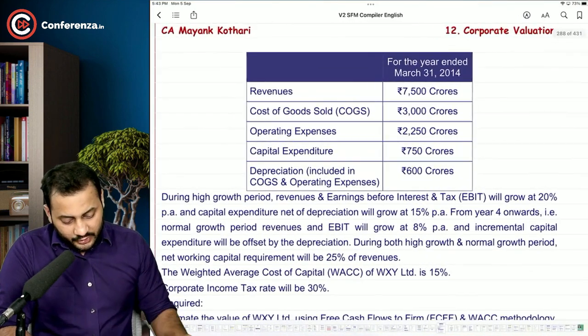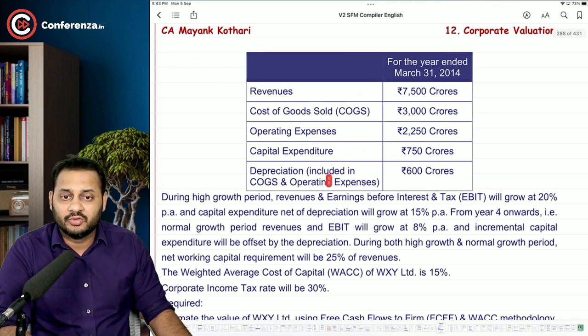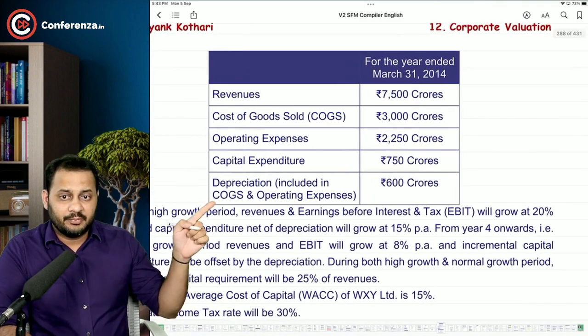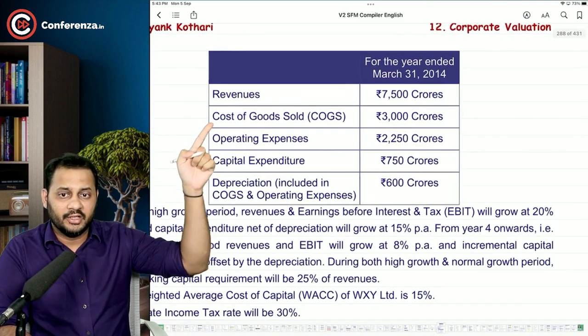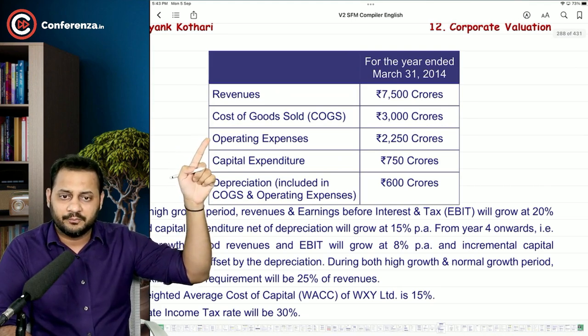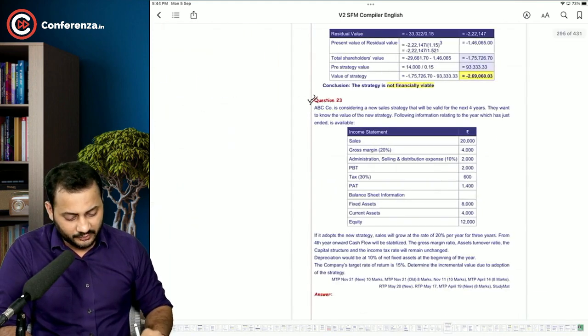Now revenues for the current year, cost of goods sold, operating expenses, capital expenditure, and depreciation included in the cost of goods sold and operating expenses is 600 crore. See, this is the depreciation which is already included in one of the two. It is not required as such, okay? But this will be helpful to add back in the after tax profit.